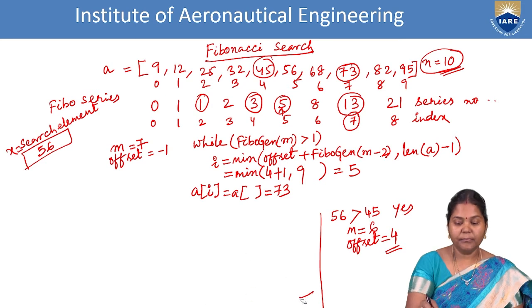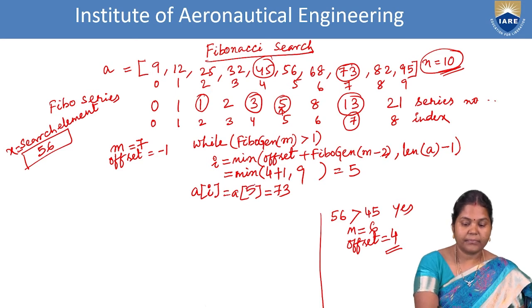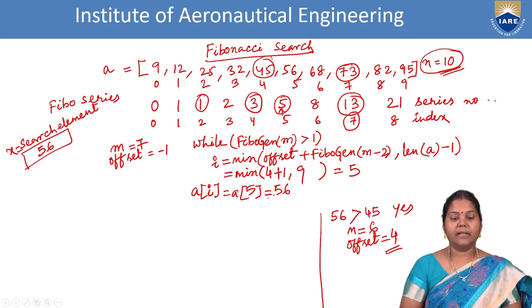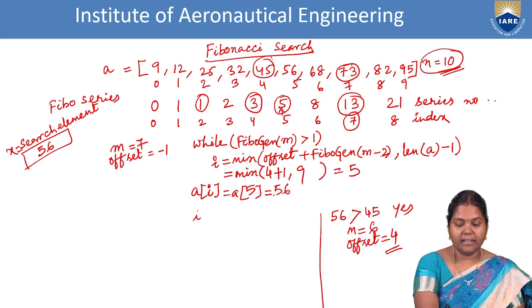So what do you have to do now? Now let us check. A of I is nothing but A of 5. A of 5 contains the value 56. Now check: if x is greater than A of 5, that is, x is 56, is 56 greater than 56? No.